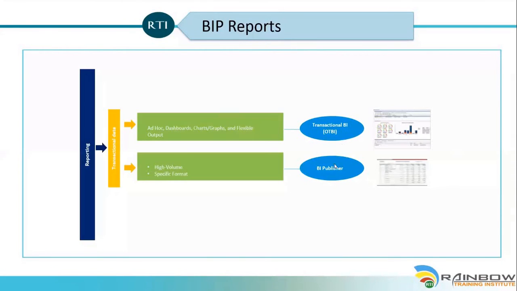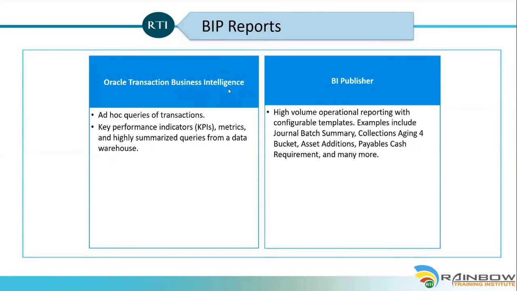And for both BI Publisher reports and OTBI reports, you have quite a few options given by Oracle. There are many seeded BIP reports and OTBI reports given out of the box by Oracle. For example, for BIP, you've got the journal batch summary report, the payables cash requirement report, and quite a few apart from these. And similarly for OTBI, you have n number of seeded reports.